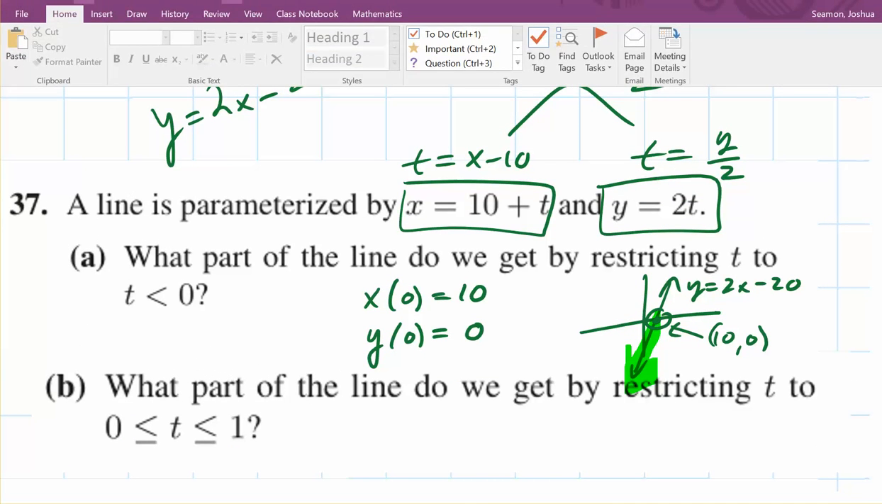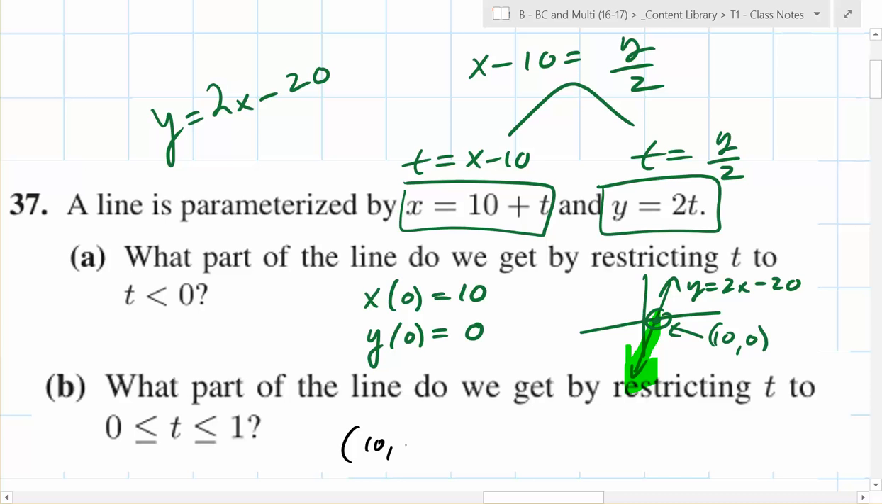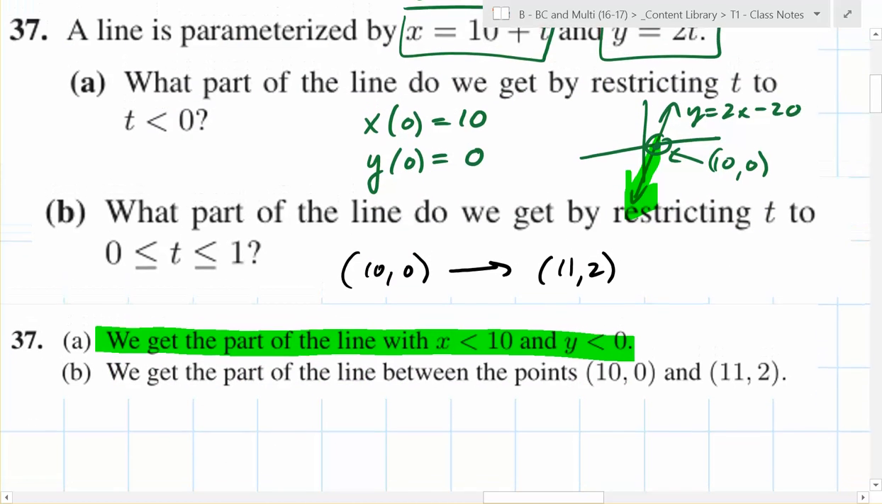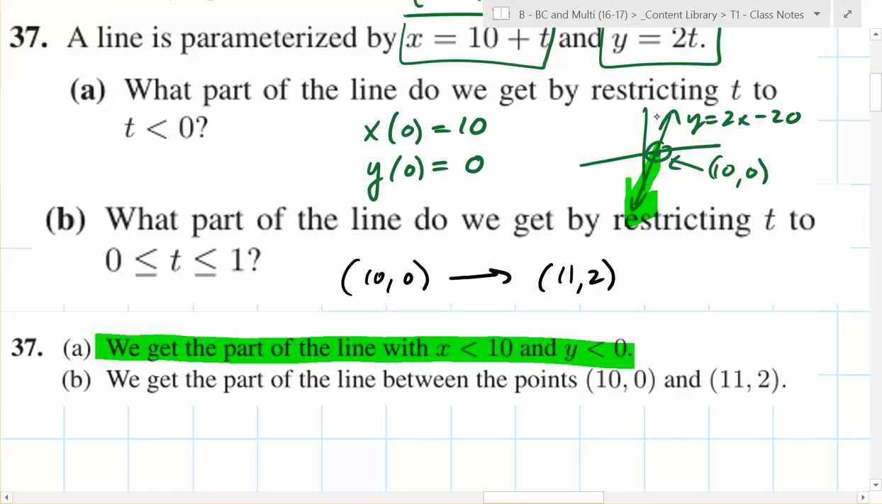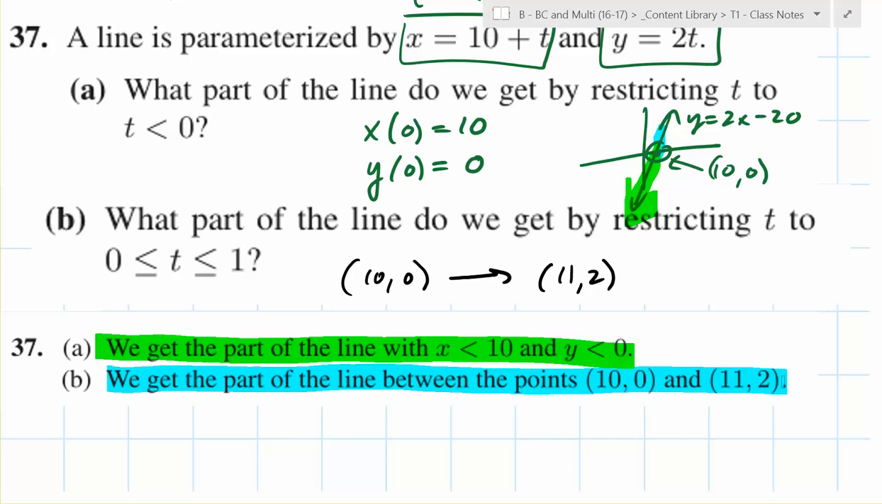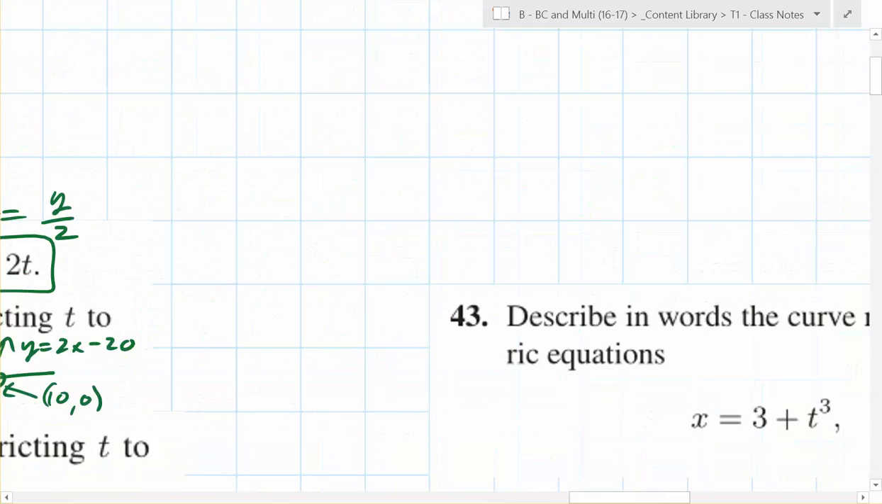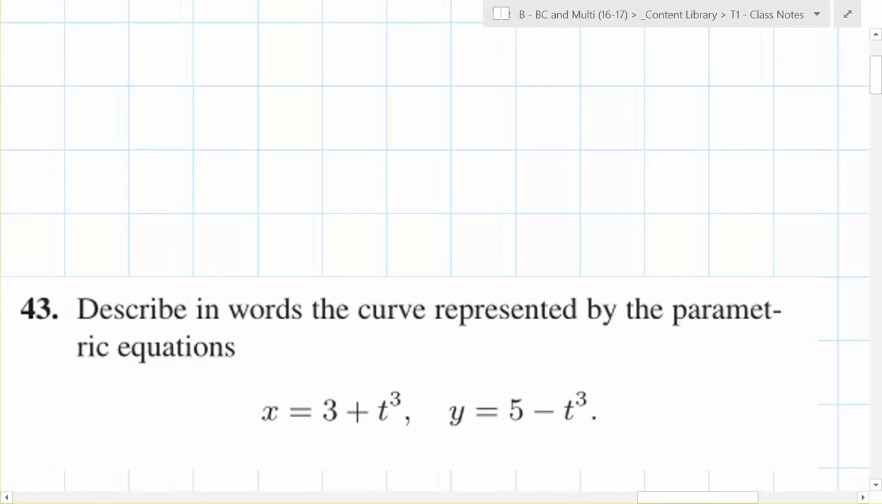What part of the line do we get by restricting t to 0 to 1? Well, we know when t is 0, what's the point? 10, 0, right? What about when t is 1? What do you get? 11, 2. So how could you describe that? Well, that's going to be that little piece of the line right there. We get the points of the line between 10, 0 and 11, 2. Done. Can you evaluate? You don't have to do a piecewise. That's all it's asking.